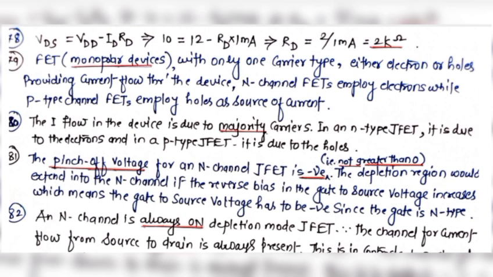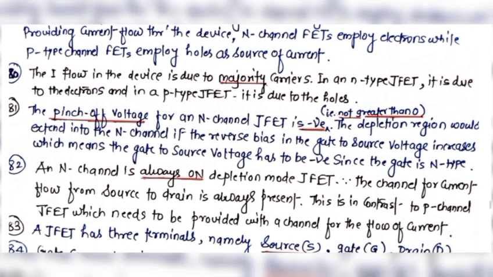FETs are monopolar devices with only one carrier type, either electrons or holes, providing current flow through the device. N-channel FETs employ electrons, while P-type channel FETs employ holes as a source of current. The current flowing in the device is due to the majority carriers. In an N-type JFET, it is due to the electrons, and in a P-type JFET, it is due to the holes.